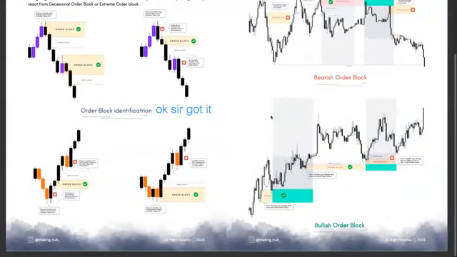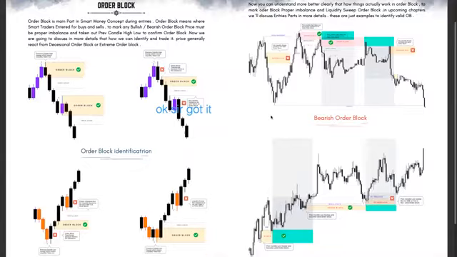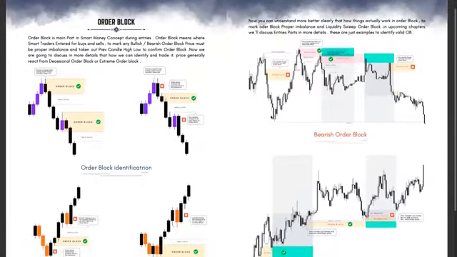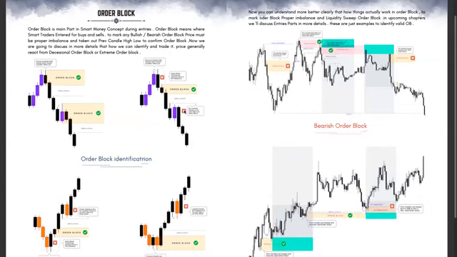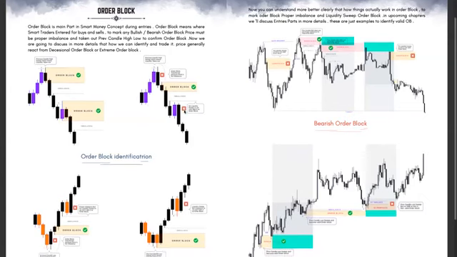Does order flow mitigated by pullback? Yes. And now this is an order block explanation. So anyone have any question regarding this order block? You can annotate here.